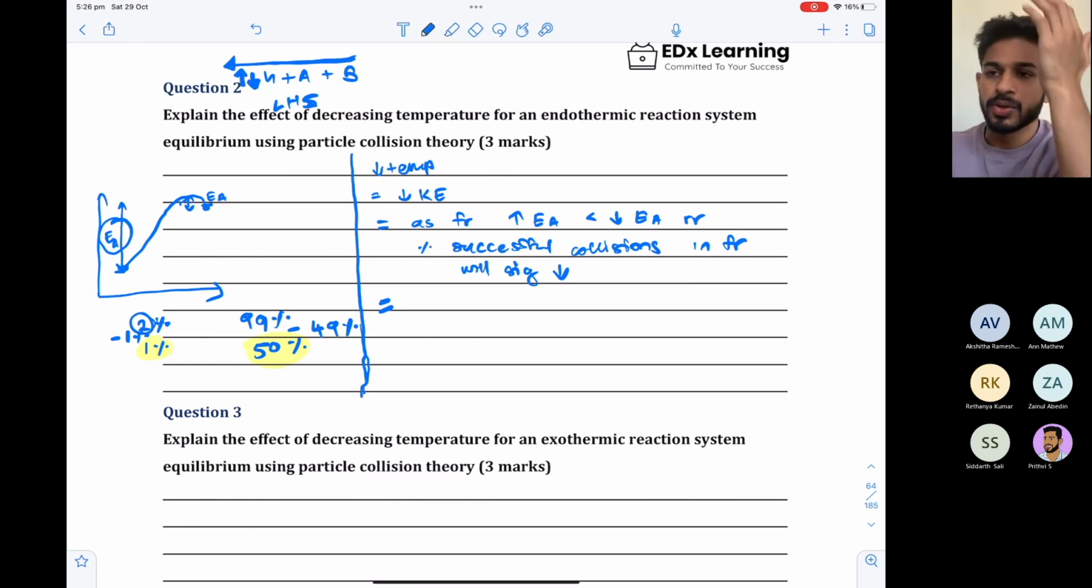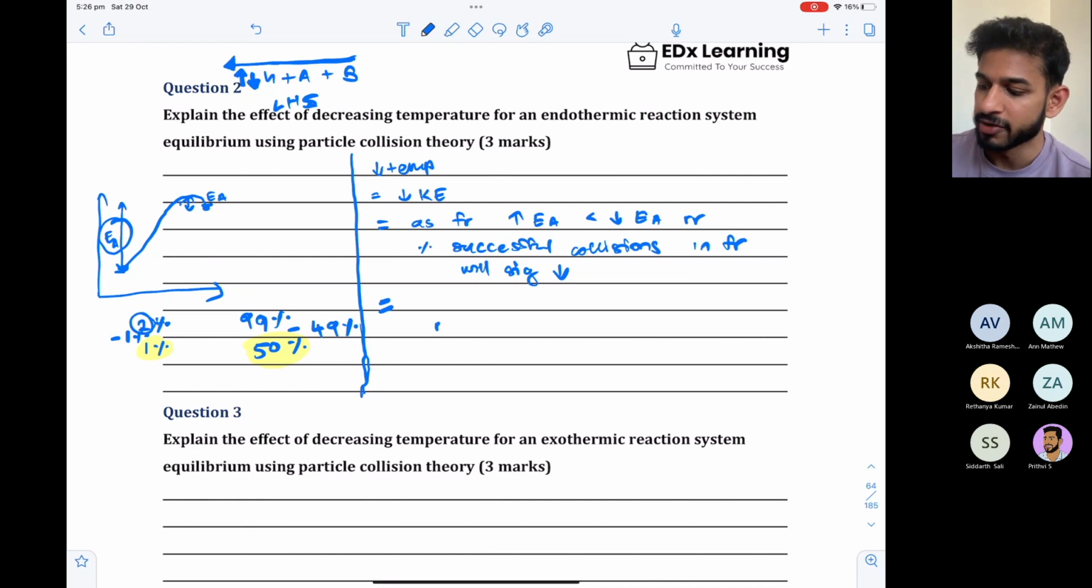So ultimately, we initially had a very low forward reaction rate. It's decreased now to 1%. We had a very high reverse reaction rate. It's decreased by a lot, but it's still significantly higher than the forward reaction rate. Does everyone agree? 50% is much greater than 1%.